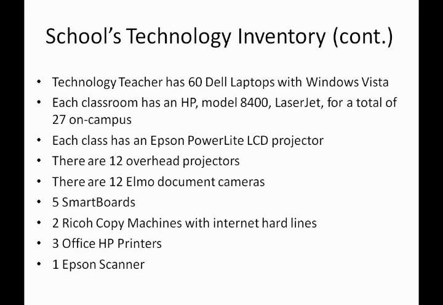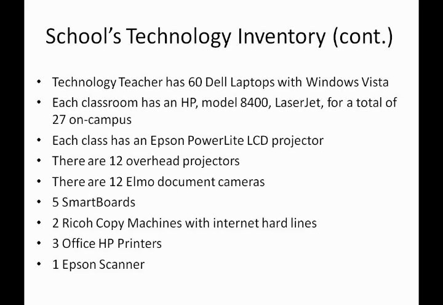We do have 12 Elmo document cameras, and those are mainly and primarily used by the English department and the history department. We have 5 smart boards. Those 5 smart boards are reserved for the math department. However, because they are mobile, we can utilize them for any other class.